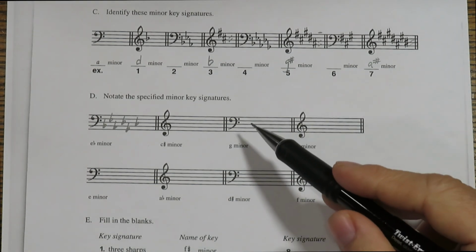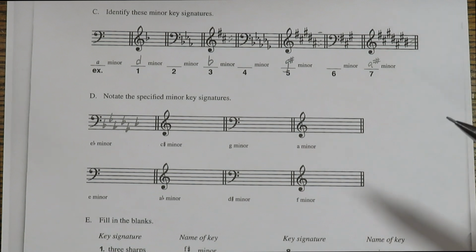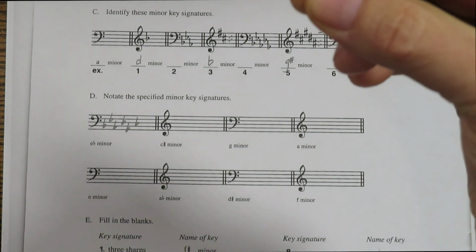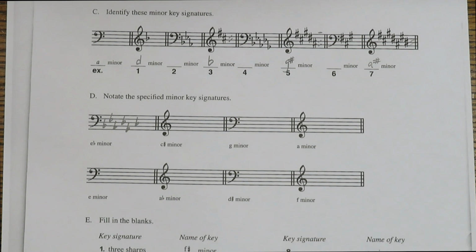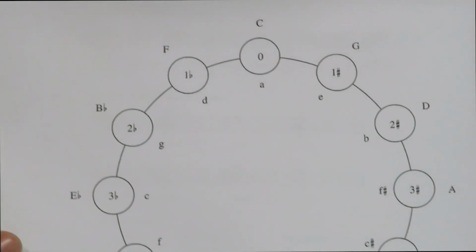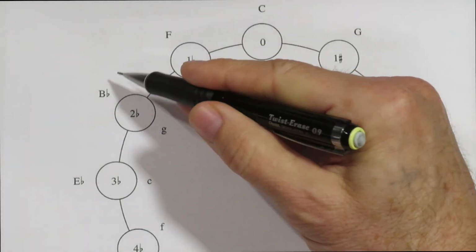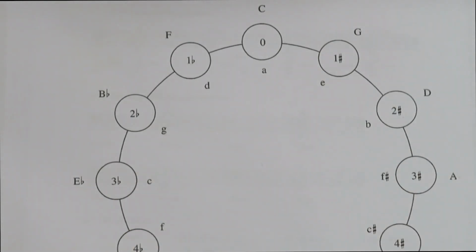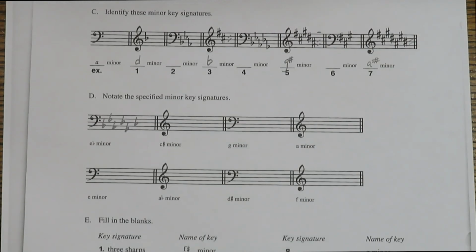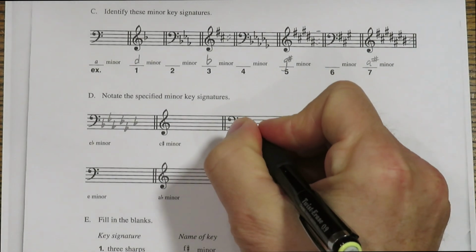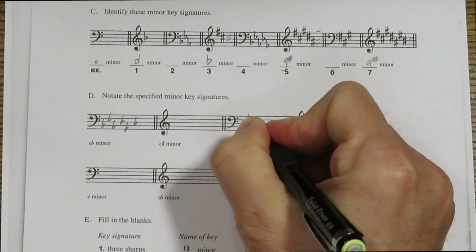Now we have G minor in bass clef. So we go up a minor third from G, G, A, B flat, and B flat major is our relative major key. And we see here that it has 2 flats, G minor and B flat major, 2 flats. We go in the order of flats, B, E, right? Breakfast, eating, all right?